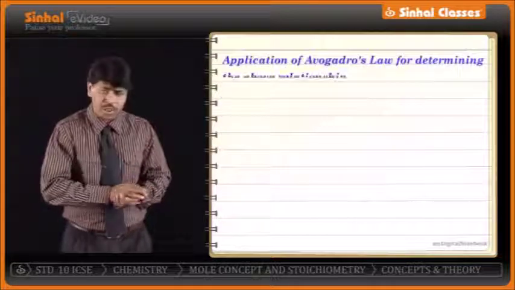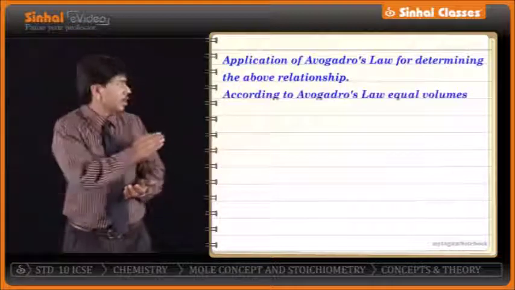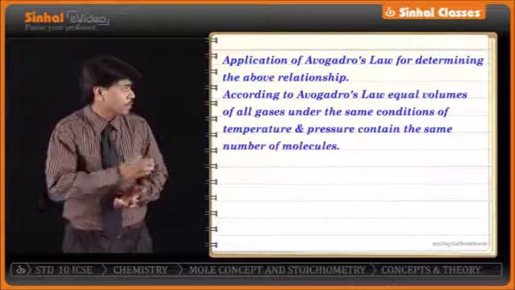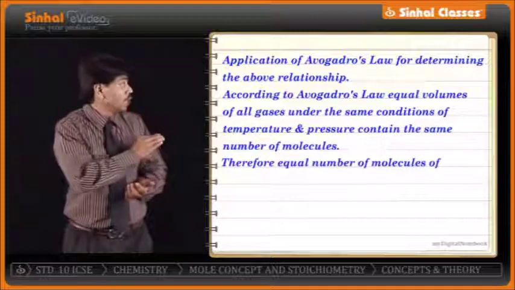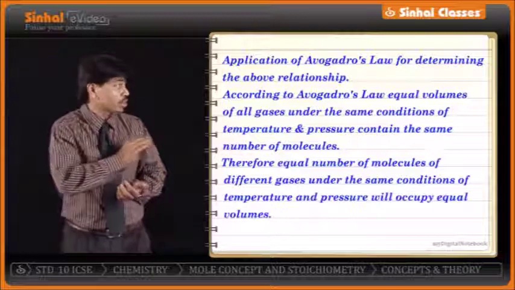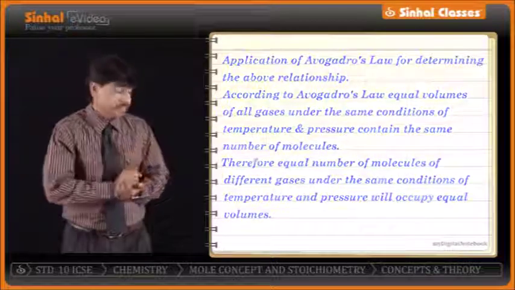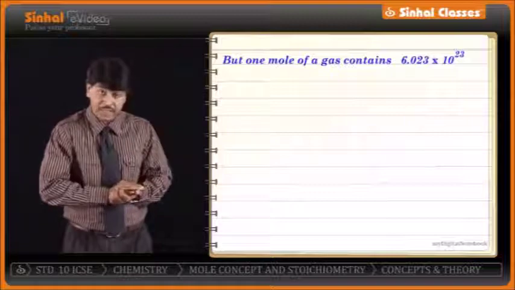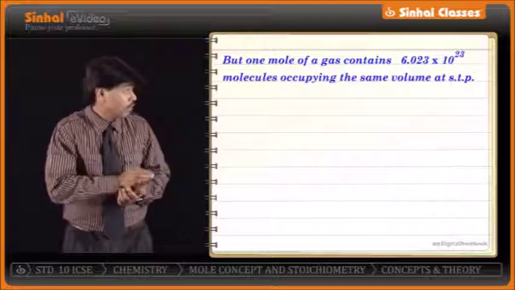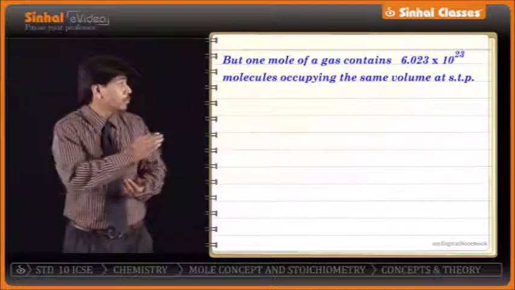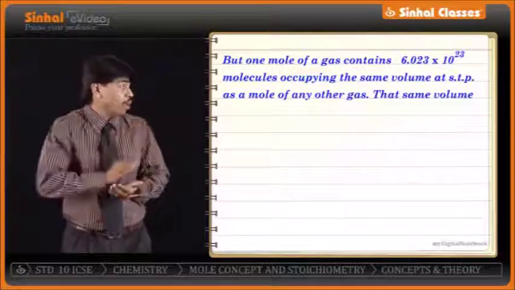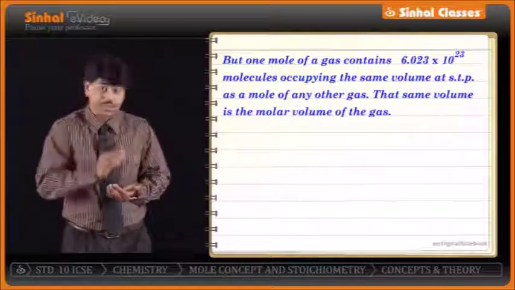According to Avogadro's law, equal volumes of all gases under the same conditions of temperature and pressure contain the same number of molecules. So, therefore, equal numbers of molecules of different gases under the same conditions of temperature and pressure will occupy equal volume. One mole of a gas contains 6.023 into 10 raised to 23 molecules, which occupies the same volume at STP as 1 mole of any other gas. That same volume is the molar volume of the gas.